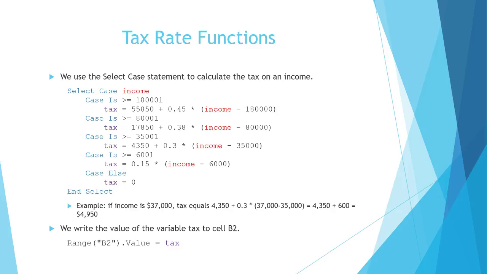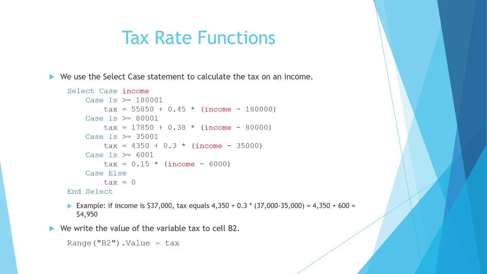But as you can see below the example, if you had $37,000, tax is going to equal, and this is for the third case, $4,350 plus 30% of 37,000 minus 35,000. And that's going to give you 4,350 plus 600, or $4,950 total you have to pay.